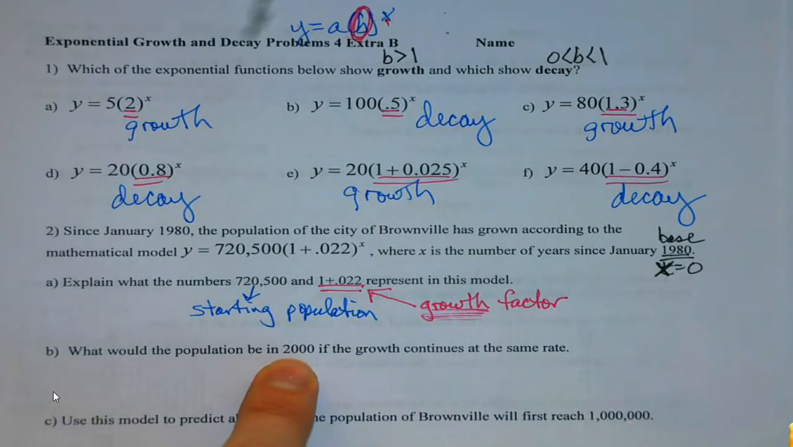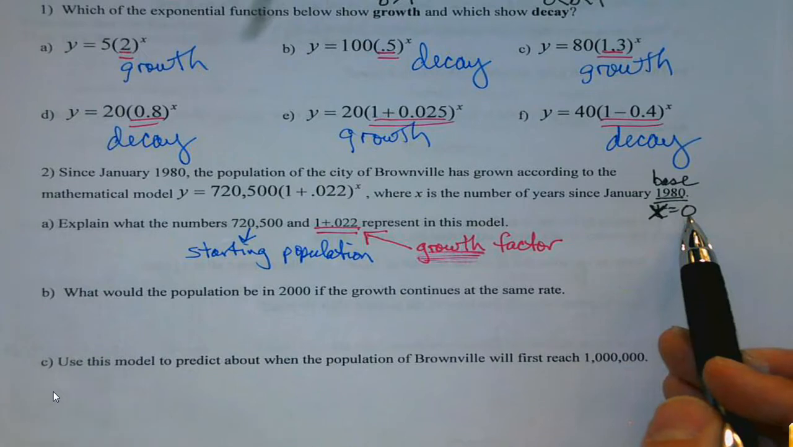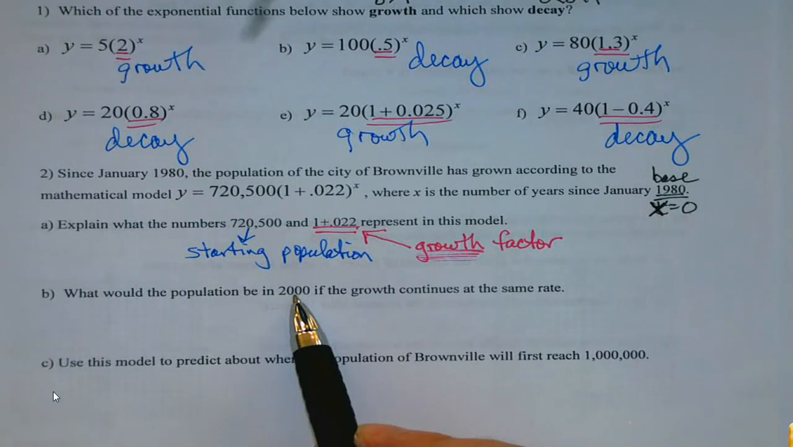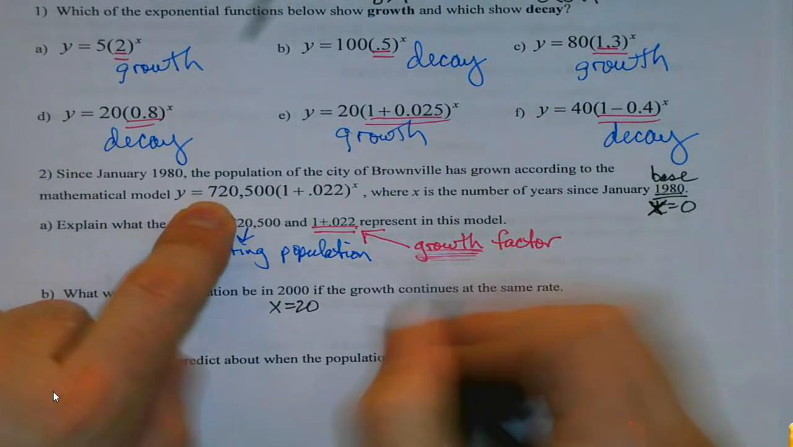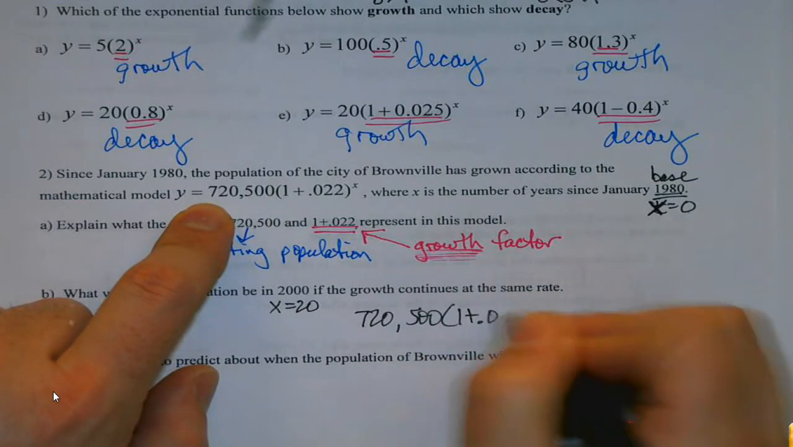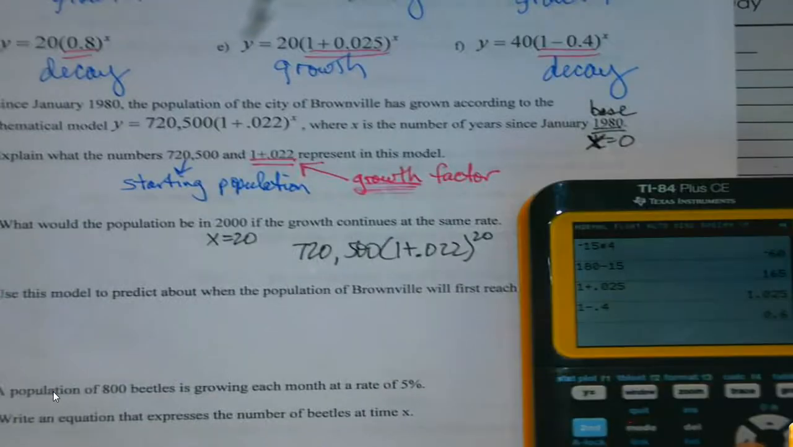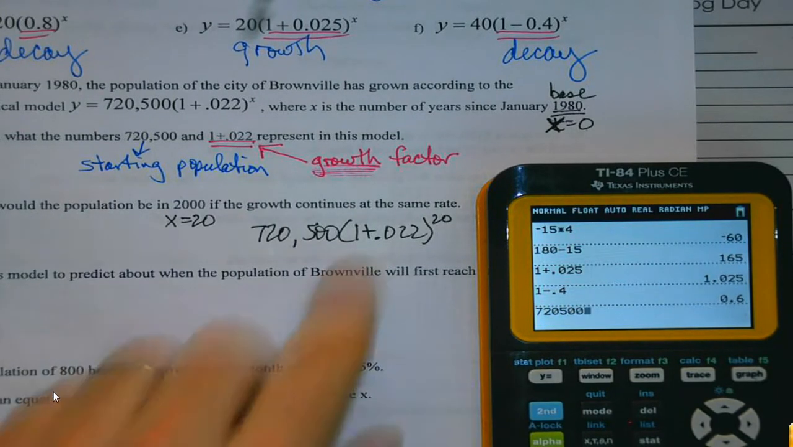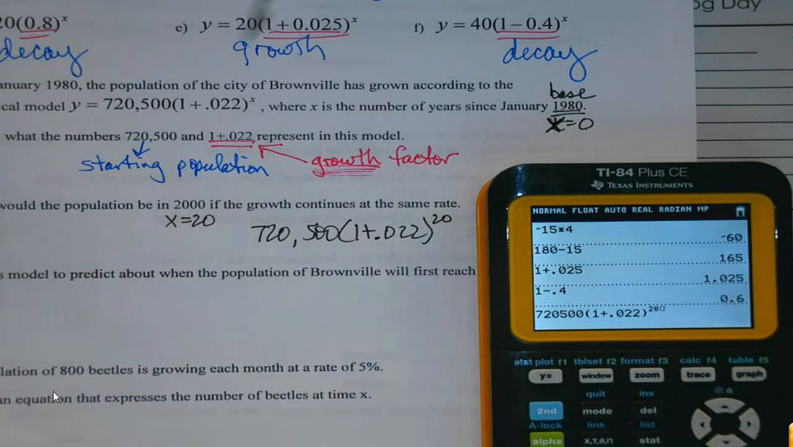What would be the population in 2000 if the growth continues at the same rate? Okay, if my base is 0, and my base is the year 1980, how many years later is 2000? 20. So my x value is going to be 20. So I'm going to take everything else that's already there. Could I plug that into the y equals and scroll down to 20? I sure could. If I don't feel like doing it that way, though, I am A-OK with just typing it into the calculator.